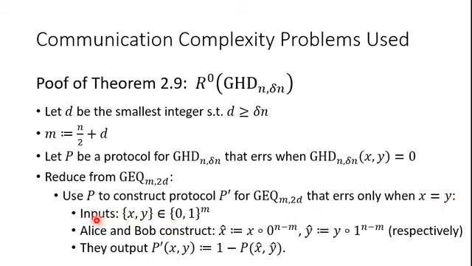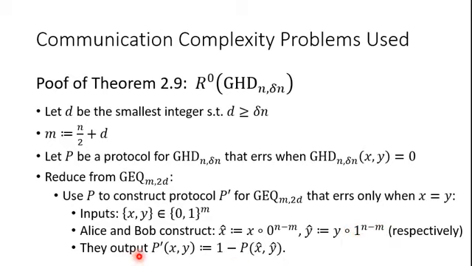So the inputs to GEQ M2D are going to be x, y that are just binary strings of length m, as we require here. And Alice and Bob will construct x hat, which is defined to be the x that they received from the input, concatenated with n minus m zeros. That's going to be for Alice. And for Bob, he'll do the same thing, but instead of concatenating n minus m zeros, he's going to concatenate the exact opposite, n minus m ones.